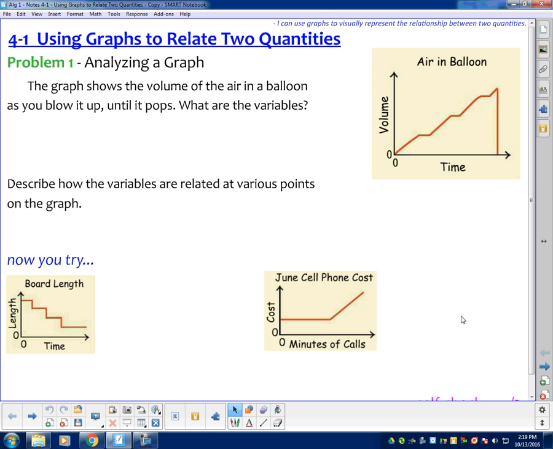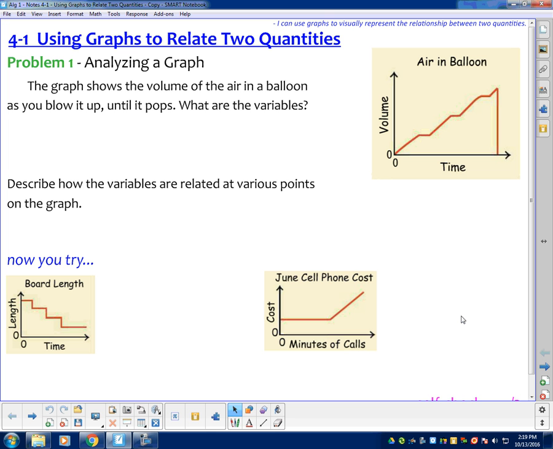Yeah, Brandon? So, what are the two variables here? Can you tell me what the variables are? What's one of them? What's the X variable? Oh, it's the time. Time. What's the Y variable?